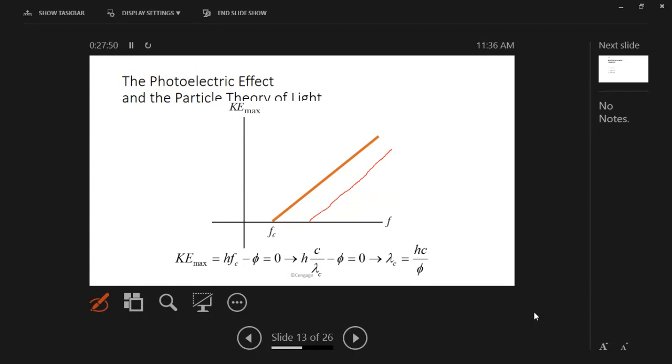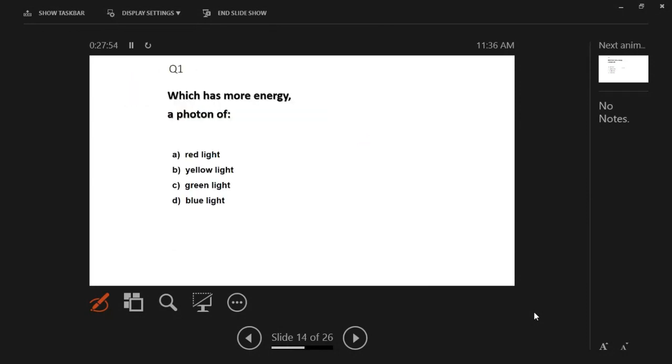The first question is just about a photon. The question is, which has more energy? A photon of red light, yellow light, green light, or blue light?